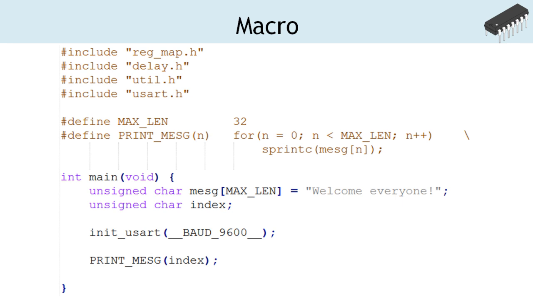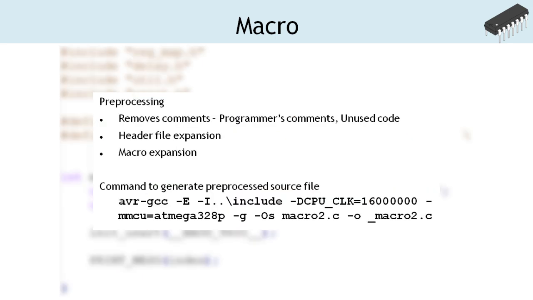When the code is compiled, the print_message is replaced with the for loop construct and the parameter n used in the macro definition is replaced with the parameter index passed to the macro. The macro and constant are replaced with their definition at the pre-processing stage of the compilation process.